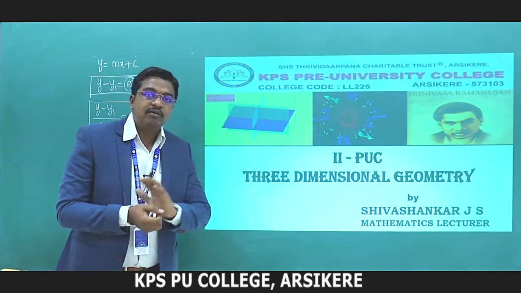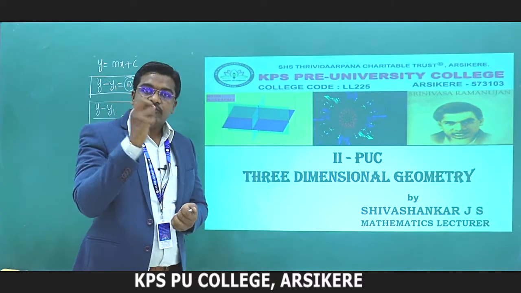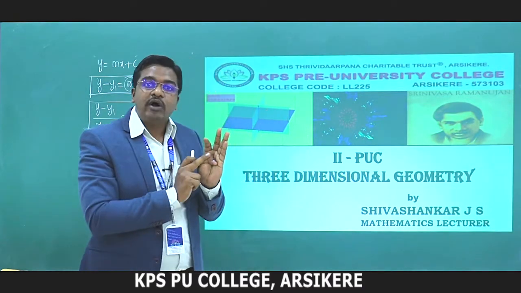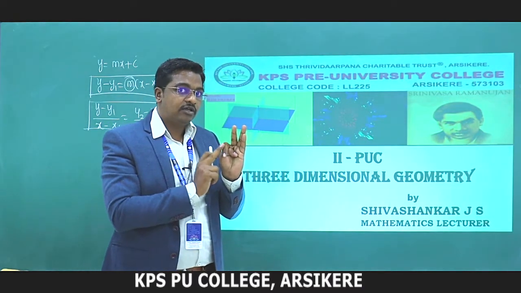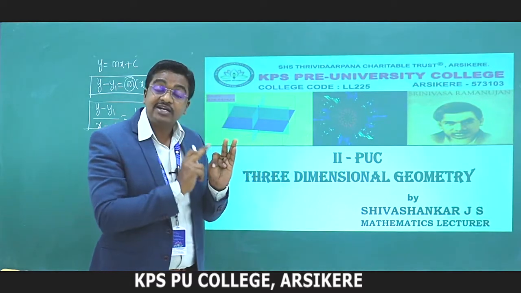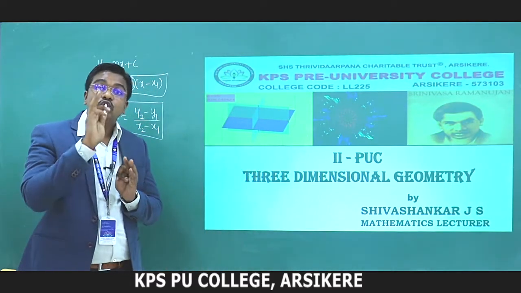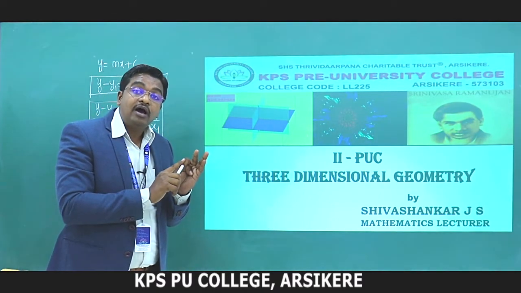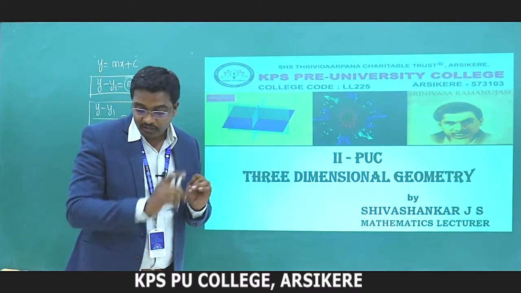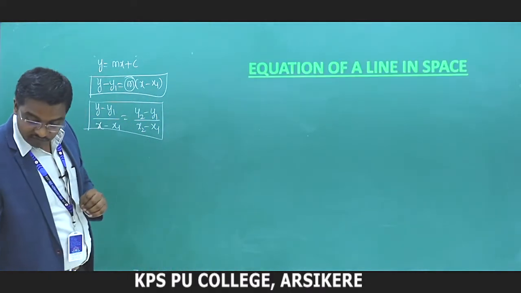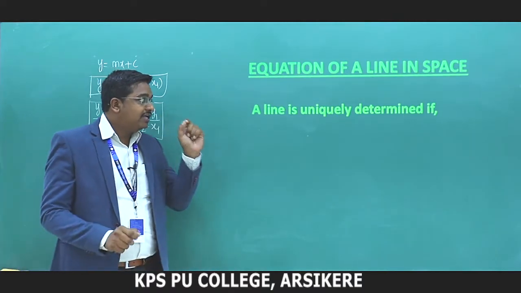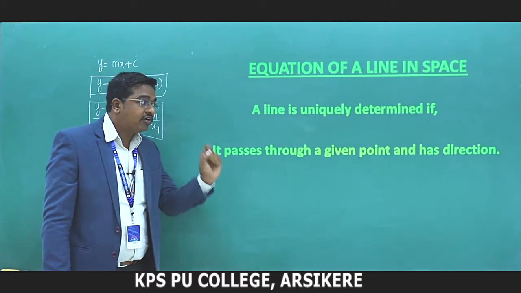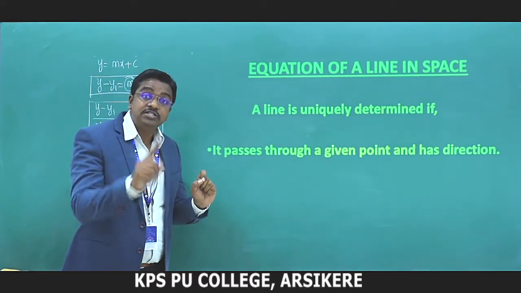In the same way, in three dimensional geometry, we are finding the equation of the line when the line is passing through the given point and the direction is given. That is the first form, and the second one is the equation of the line passing through two points. First is the equation of the line passing through the given point and given vector. Remember, a line is uniquely determined if, first, it passes through a given point and has a direction. This is very important.